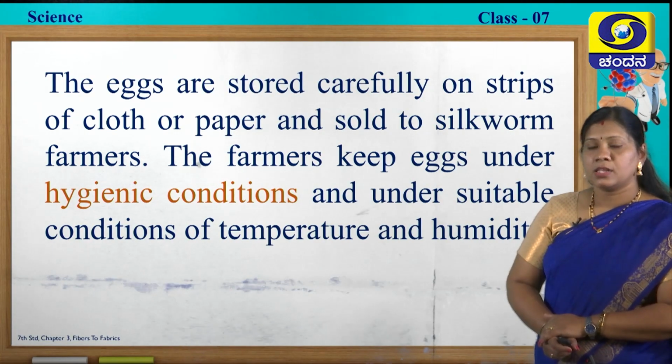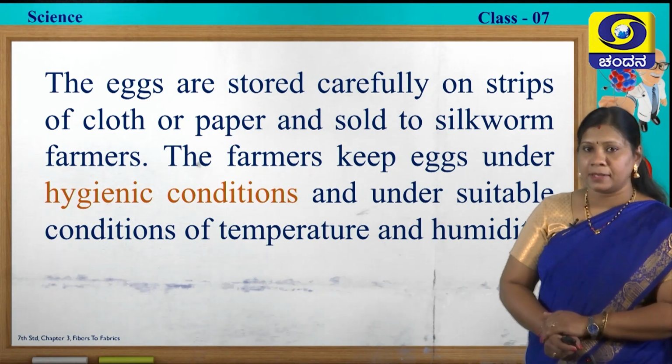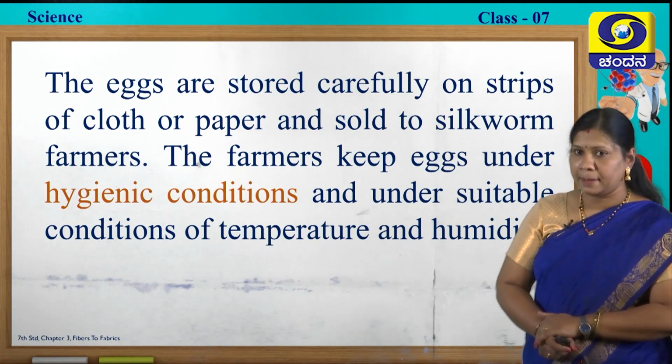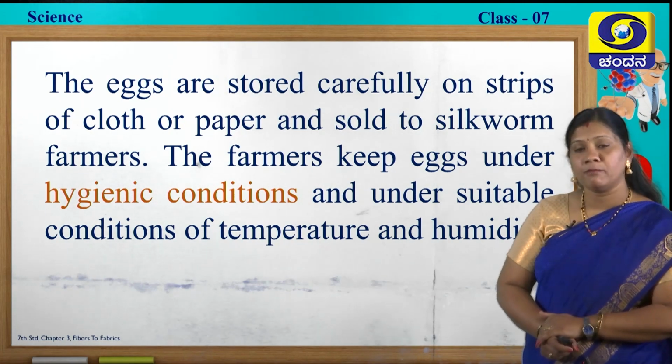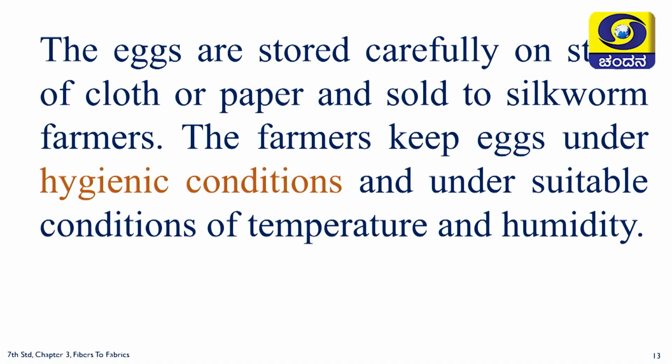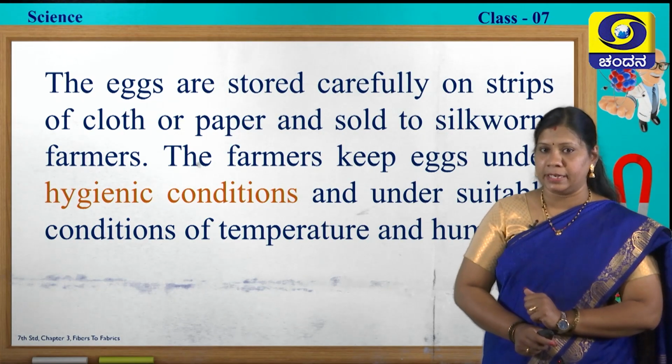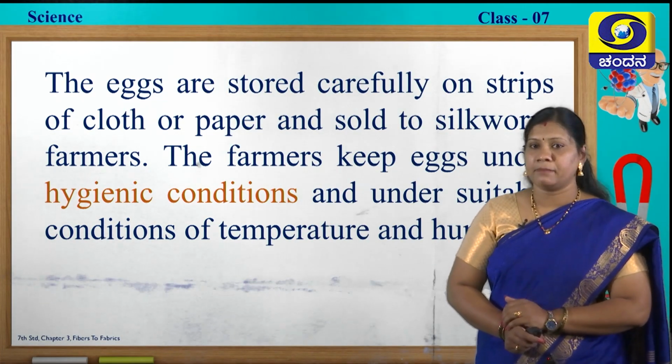The eggs are stored carefully on strips of cloth or paper and sold to silkworm farmers. The farmers keep eggs under hygienic conditions. What is hygienic conditions? Exactly, free from microorganisms, dust, or even water molecules, just to avoid the external contamination.